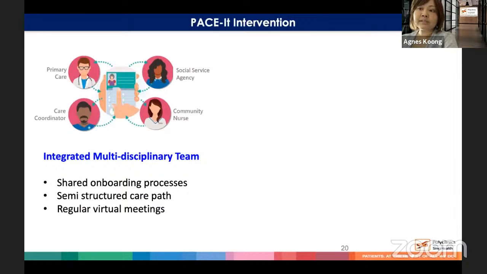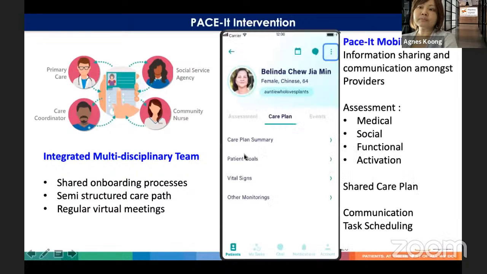We have shared processes, for example, the onboarding processes. So there is little need for referrals because we have a semi-structured care path with major touch points that would allow home visits, visits to the community center nurse post, as well as clinic visits. And this team is connected through regular virtual meetings.